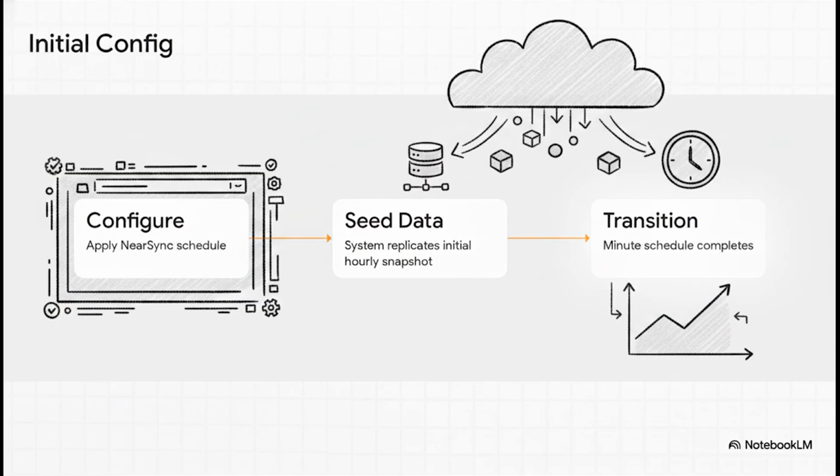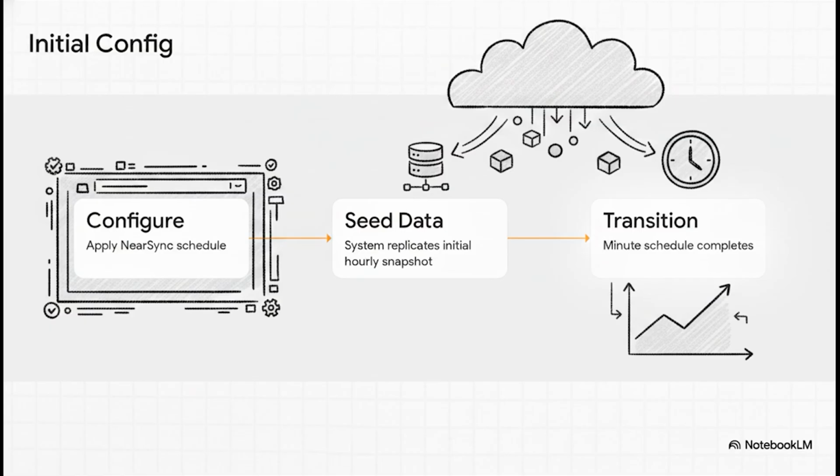Now let's look at our first concrete example. Let's deliberately walk through exactly what the system does when you first configure a NearSync schedule in Prism Element. Step 1, you apply the schedule in your dashboard. Easy enough. But Step 2 is where the magic, and honestly the bottleneck, happens. The system does not just instantly give you a 1-minute RPO. No way. Instead, it has to take and replicate an initial hourly snapshot for seeding.